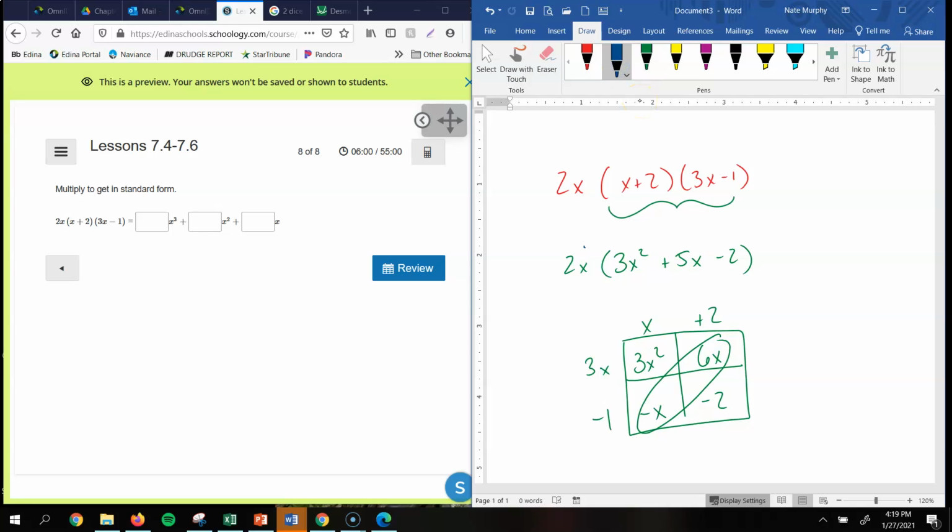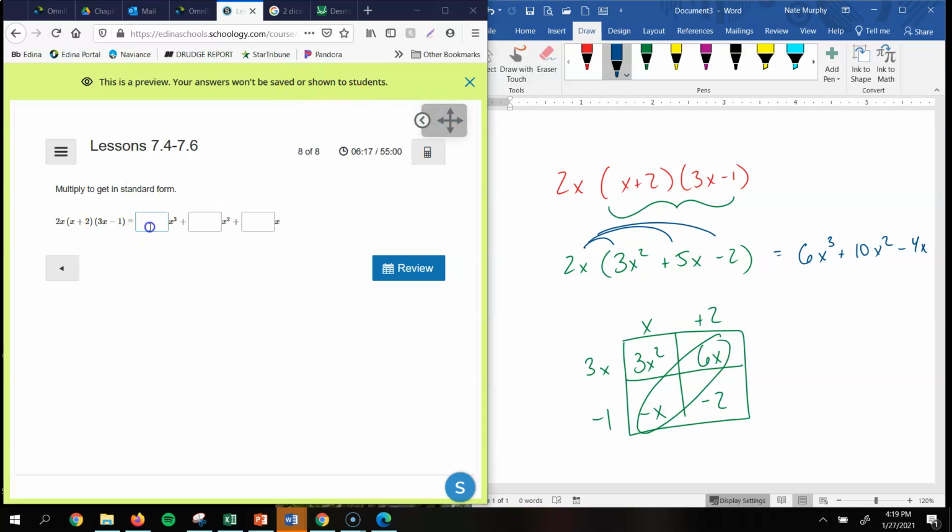And then the last step would be to distribute the 2x through. So you don't want to forget that. So when you do that, we would get 6x cubed plus 2x times 5x would be 10x squared, and 2x times negative 2 would be minus 4x. So when we put our answers in, I already have the x cubed, the x squared, and the x in there, so we just have to put in the coefficients, which would be 6. So we had 6x cubed, and then it was 10x squared, then it was minus 4x. I'm going to put in plus a negative 4x.